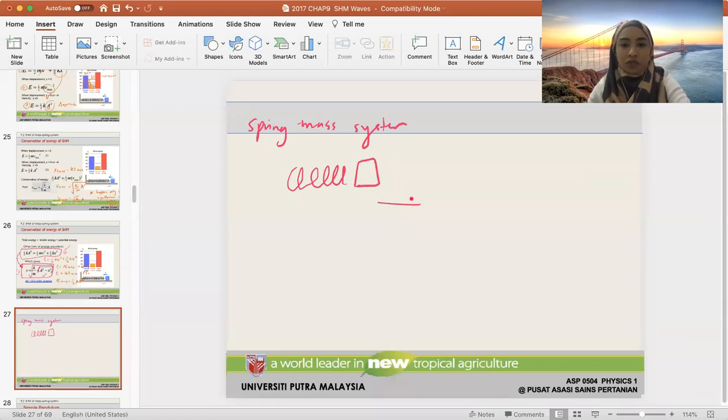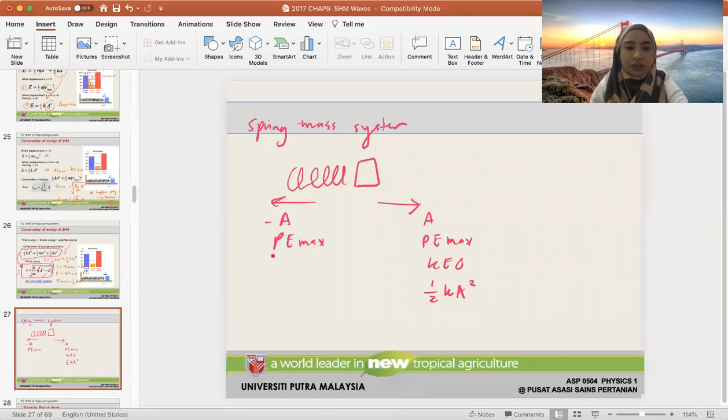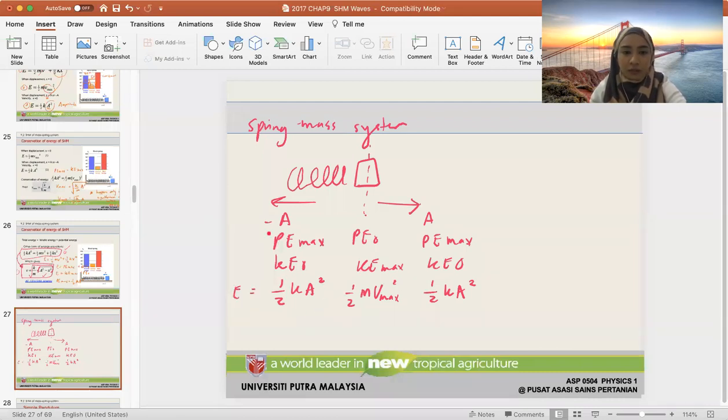We learned that when we stretch, we go to the maximum amplitude, we get PE max, we get KE 0. This is equal to 1/2 kA squared. Same when I compress, negative A, PE max, KE 0, my energy is 1/2 kA squared. At the equilibrium point, PE 0, KE max, my equation is 1/2 mv max squared. This is the energy equation.